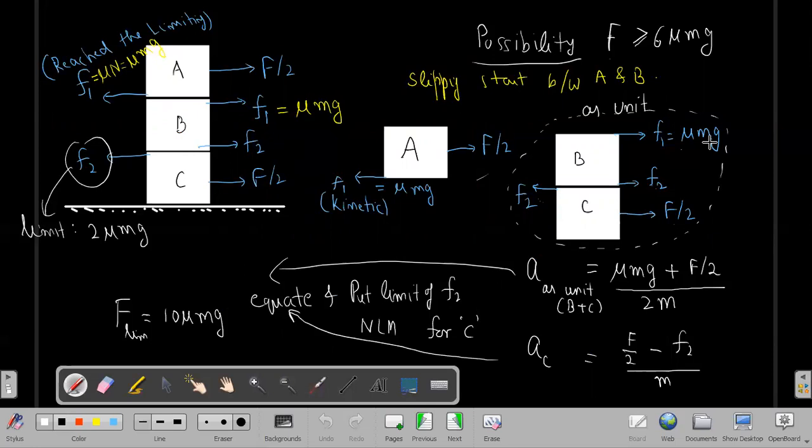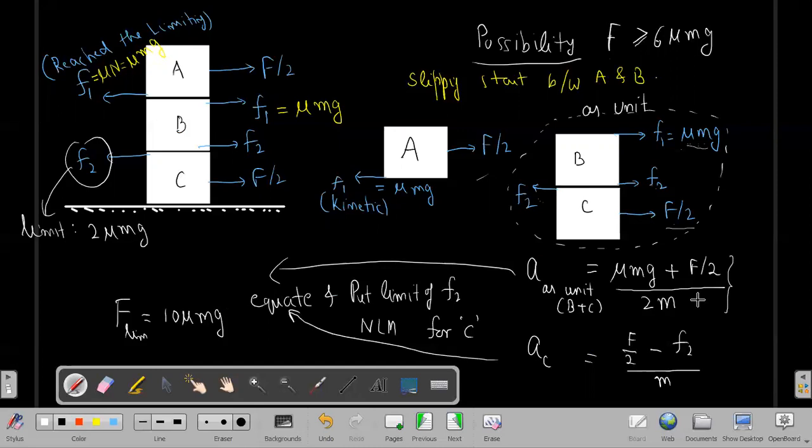After that, for the force which is more than 6 mu mg, block A is now slipping over block B. So we have considered block A as a separate object, and the friction force on block B applied by the block A is equal to mu mg due to the kinetic behavior. It is possible that this friction force mu mg along with this force capital F by 2 can drive the system of B and C together without a relative motion, and considering them as a single unit, we find this acceleration.